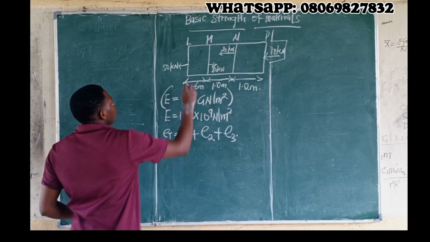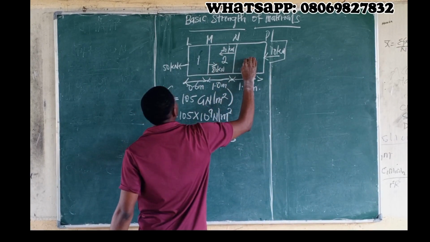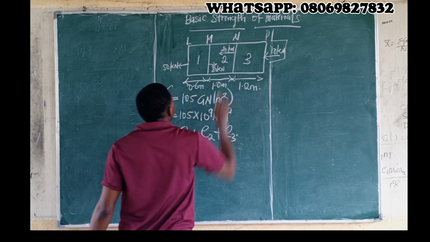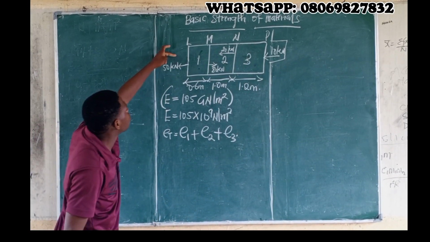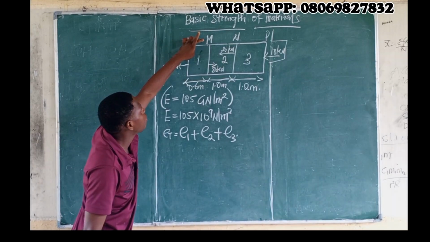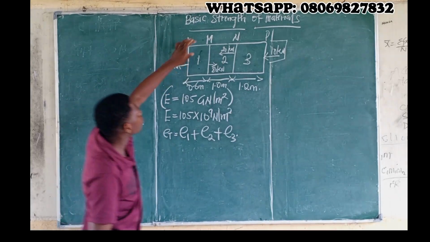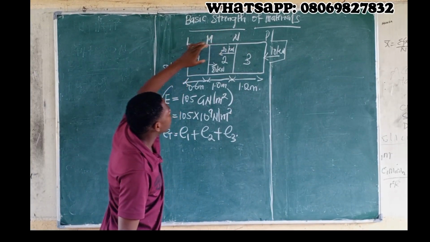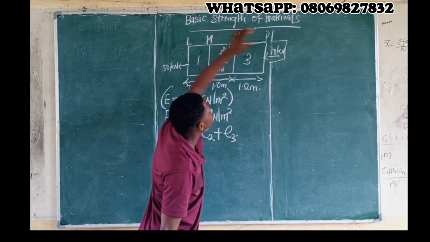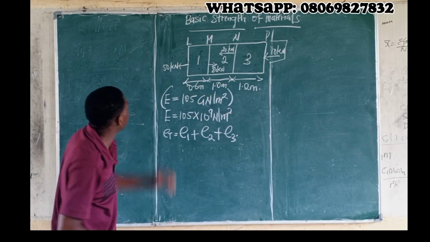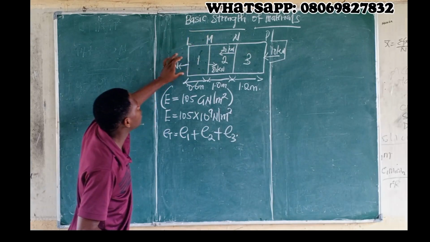Now let's call this bar 1, this bar 2, and this bar 3. Bar 1 is LM, and the force you are seeing there is 50. Bar 2 is MN, and the force is 80. Bar 3 is NP, and the force is 20. Note, 50 is the force for LM, because it's the one going out.